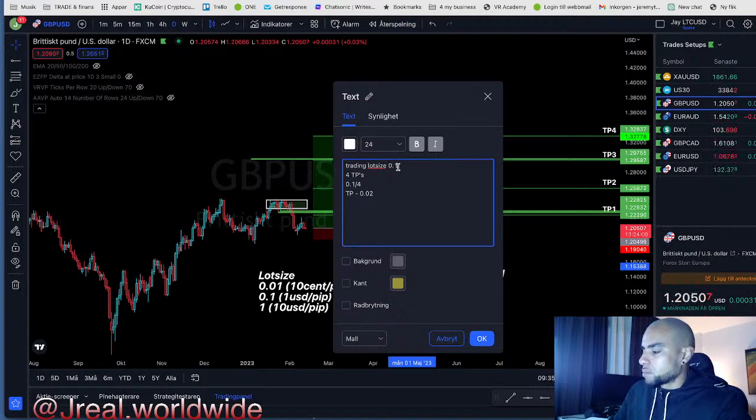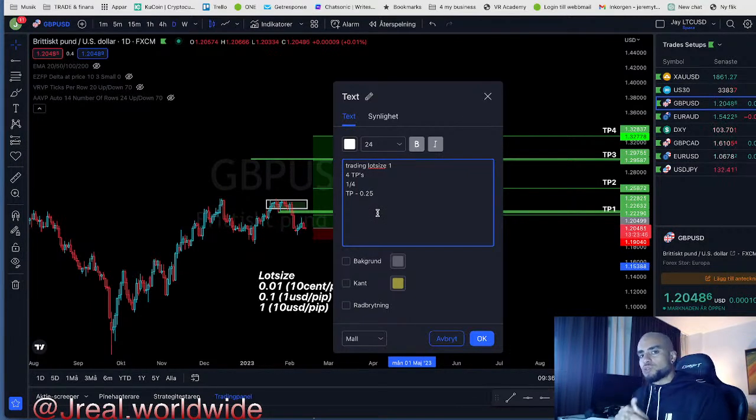So wait, let's make it simpler so you guys understand it. Let's say it's lot size 1, standard lot size 1, 4 TPs. We divide it in 4. What does that make? 1 divided by 4 is 0.25. So when you're going into this trade, you split it up in 4 trades. You press 4 buys, so you have 4 different buys. You put the stop loss in, and every trade is 0.25 if you're using lot size 1. That's divided in 4.